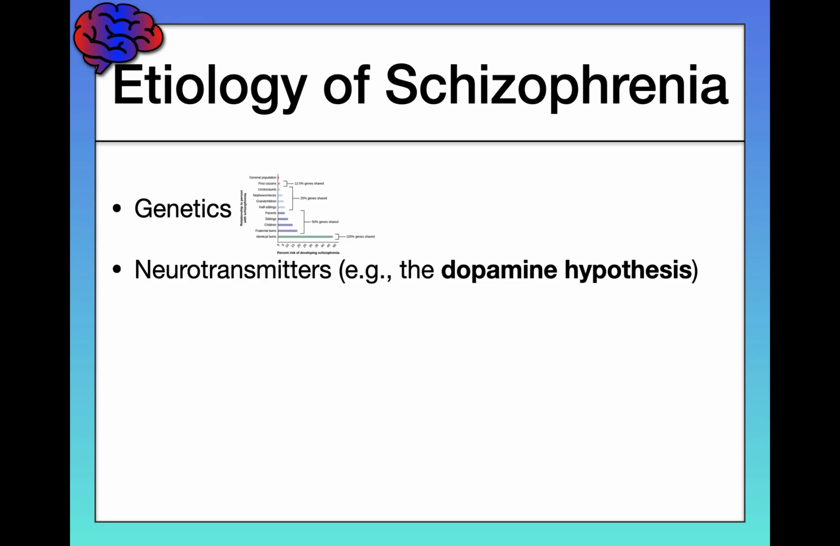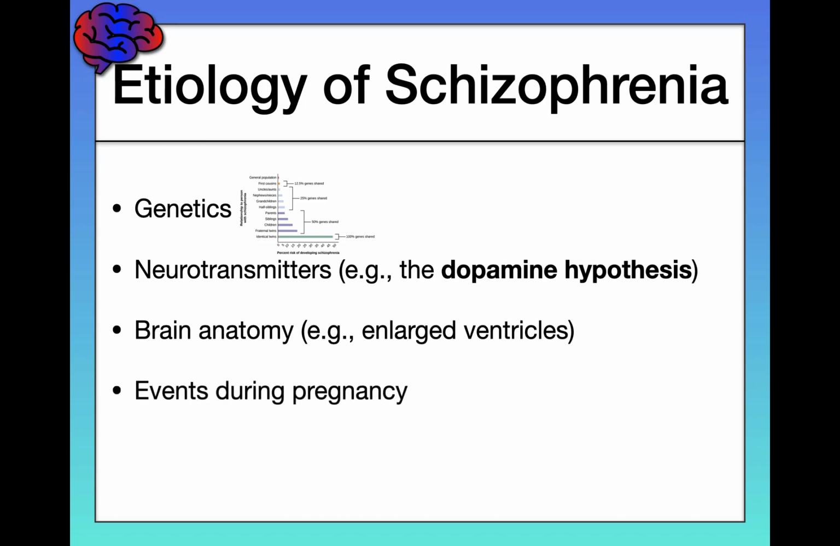For example, neurotransmitter differences in people with schizophrenia. The dopamine hypothesis proposes that schizophrenia is caused by an overabundance of dopamine, one particular neurotransmitter, or too many dopamine receptors. And we find this very consistently, so we think it's related. Also, we see differences in brain anatomy with people who have schizophrenia, for example, enlarged ventricles compared to typical others. But also environmental factors, such as events during pregnancy.